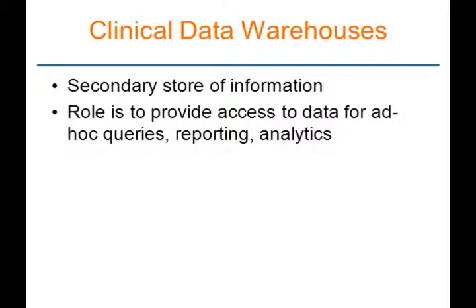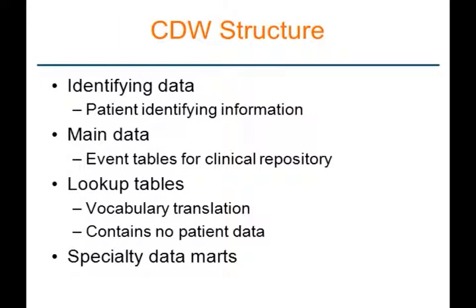So sometimes it's helpful to localize a bunch of different patient information in specific tables, and that's really what a data warehouse is doing. A data warehouse structure usually has identifying information. It can have a table that has information about patients. Then you would have some data that represent the main data that would be in a clinical repository.